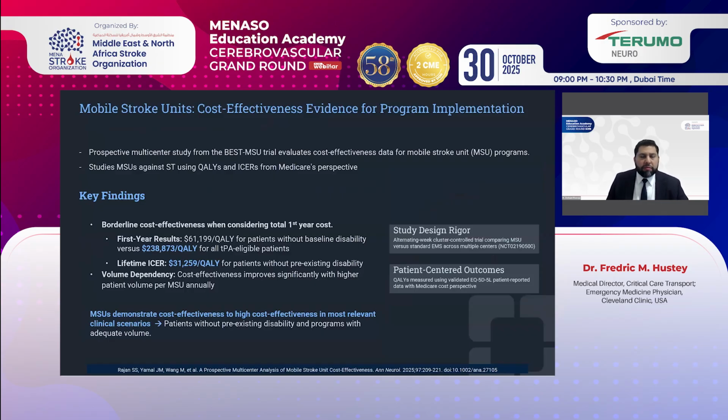Here, if we look at a prospective study, Dr. Sain talked about BEST MSU. They also evaluated the cost effectiveness and basically found that in the first year, cost effectiveness was borderline, but it demonstrated significant cost effectiveness in patients who were treated and did not have a baseline disability. This was largely driven by the high costs in the first year of MSU development. But it highlights that cost effectiveness will depend on where you are and how long you're following patients for.